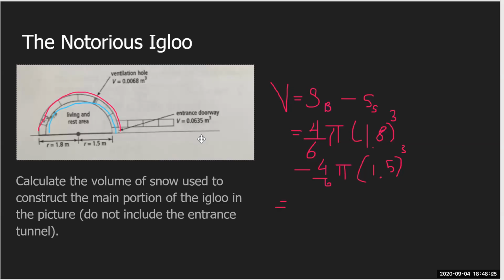After doing all these calculations, we get 5.14 and a bunch of decimals, so let's just round it up to 5.15, and the unit is meters. But the unit isn't just meters. We have to remember that it's meters cubed, so we have to add the tiny 3 at the top.